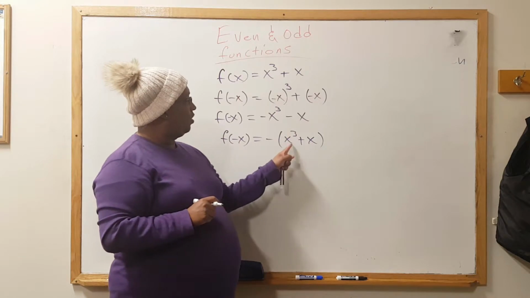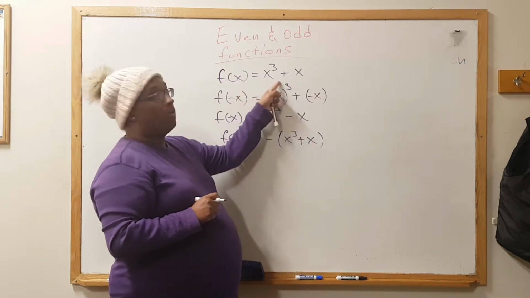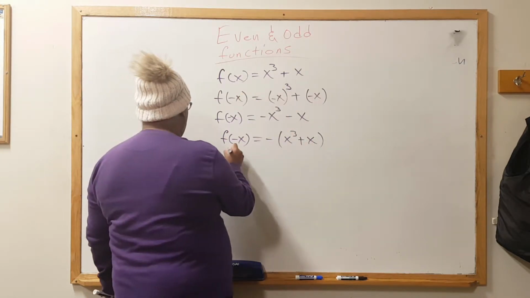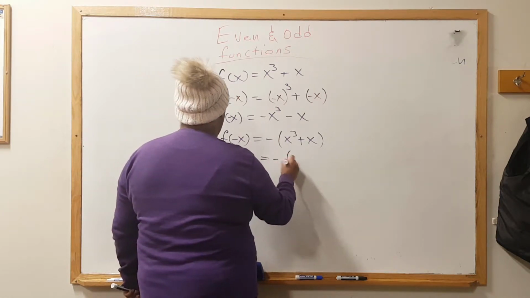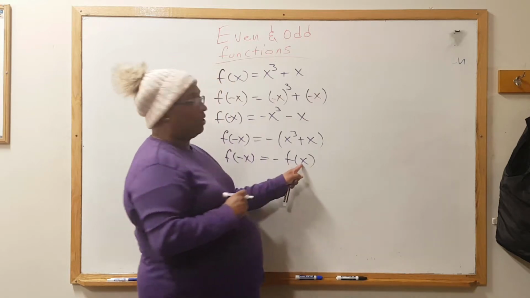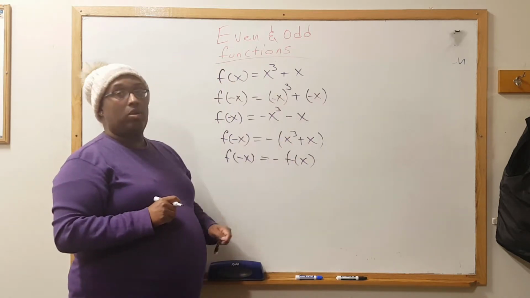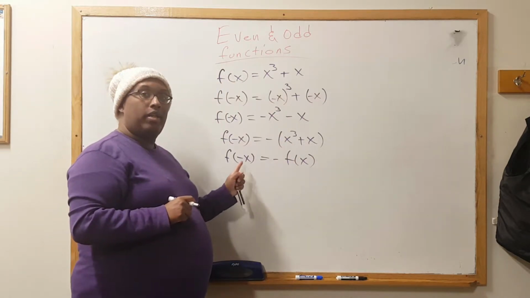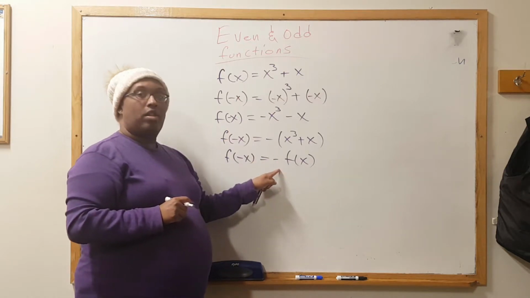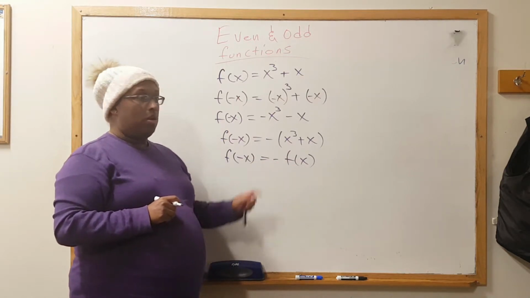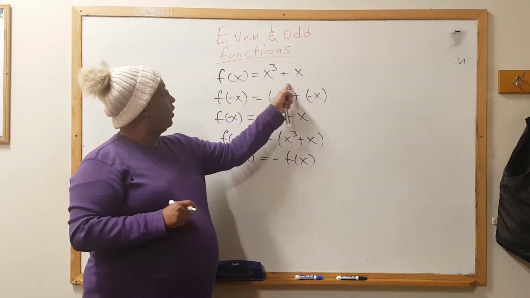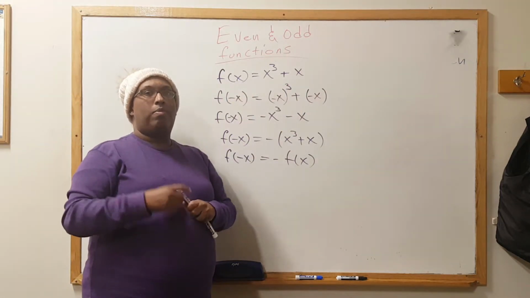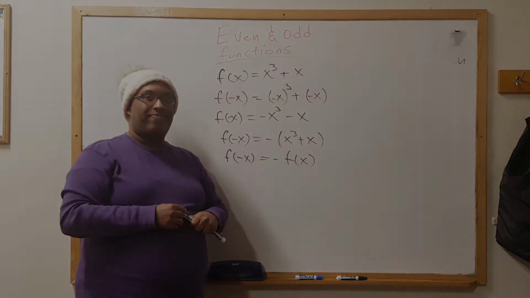Now notice x cubed plus x was our original problem. So we can say f of negative x equals negative f of x, because this is the original. Therefore, plugging in negative x gives us the opposite of the original, which means this is an odd function. So this is an odd function. I'll be back with another example.